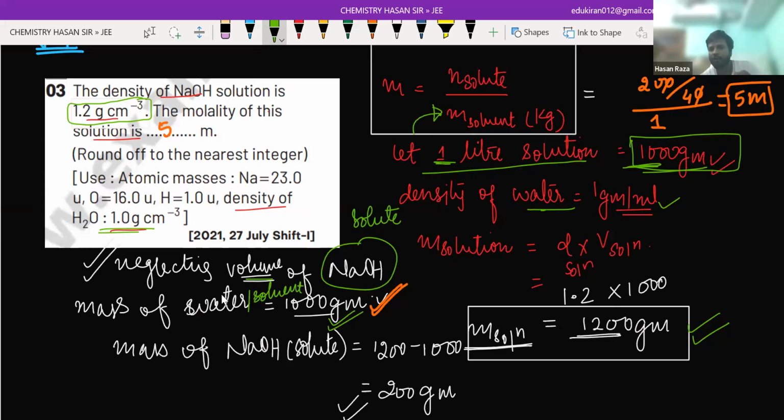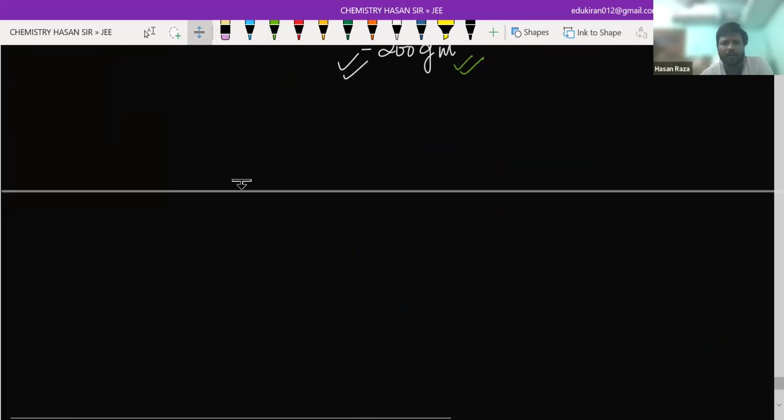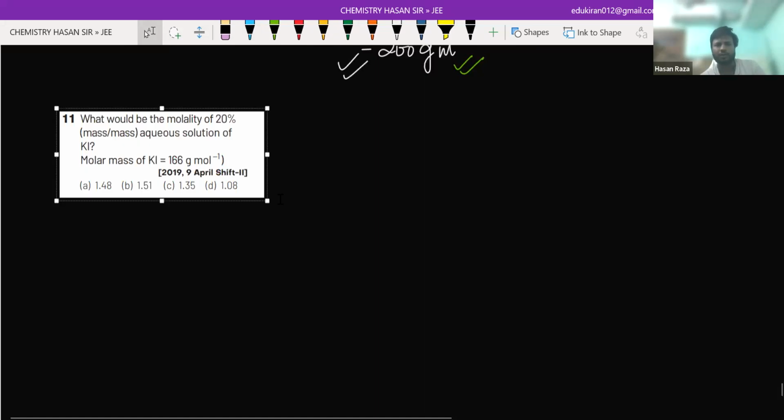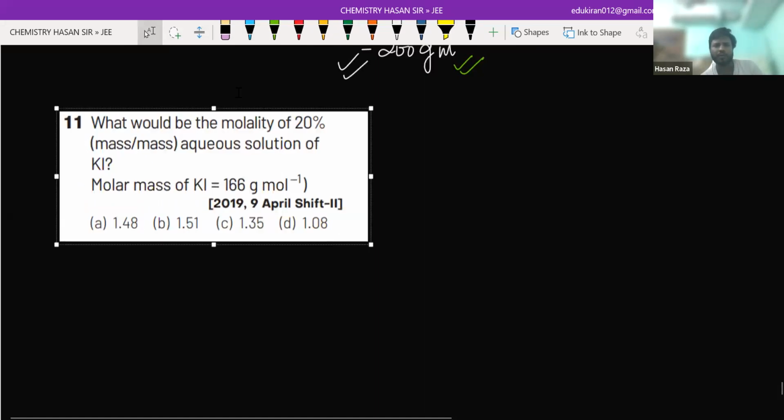And if you have got the mass of solvent, you can easily calculate mass of solute by subtracting mass of solution minus mass of solvent, and you will get this. After getting the mass of solute, you can easily calculate this and you will get your answer. Very easy. Now I'm gonna give you another question. This one is also quite easy. Please do this.